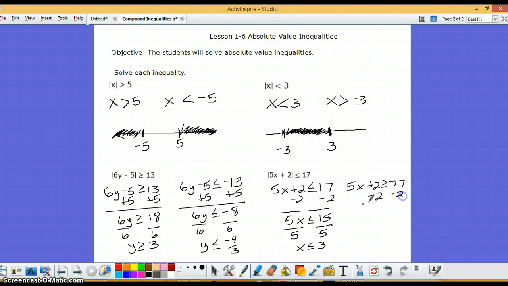Here again, subtract 2. 5x is greater than or equal to negative 19. Divide by 5. And x is greater than or equal to, since 19 and 15 are both prime, it just stays as 19 over 5. Oops. So it is x is greater than or equal to negative 19 over 5.